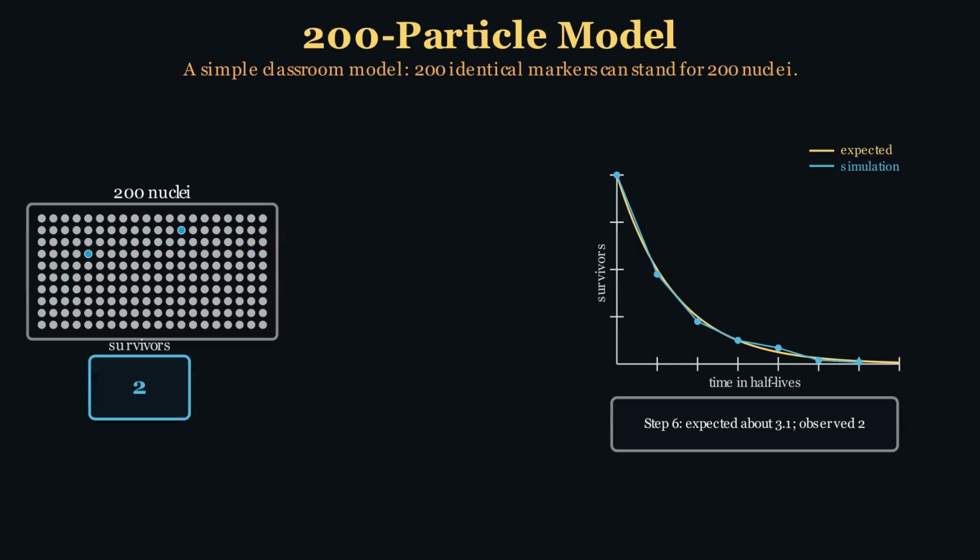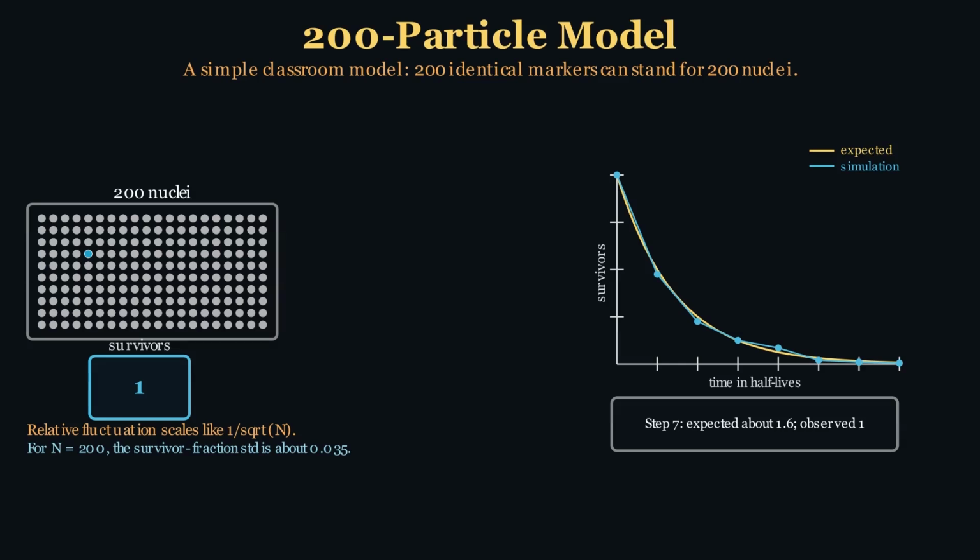So the lesson is not that randomness disappears in big samples. The lesson is that randomness becomes organized statistically. That is why one nucleus may survive much longer than its half-life, while a large sample still decays exactly as the theory predicts on average.